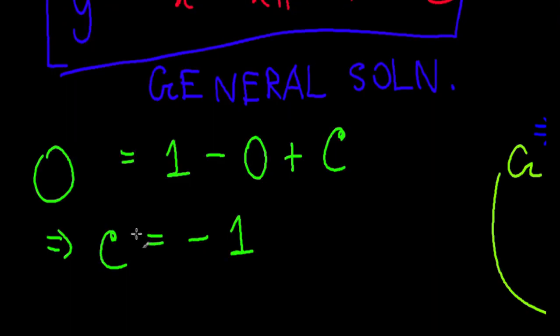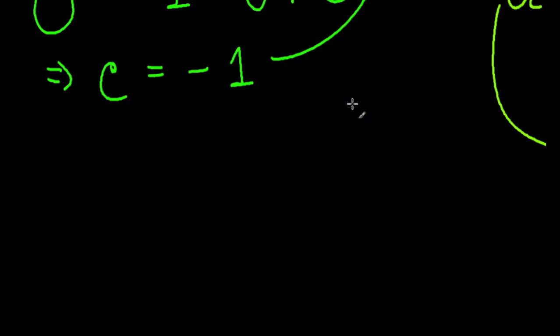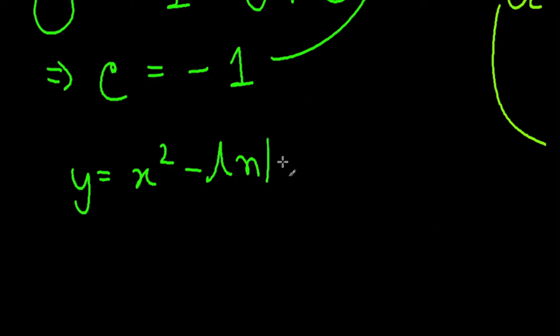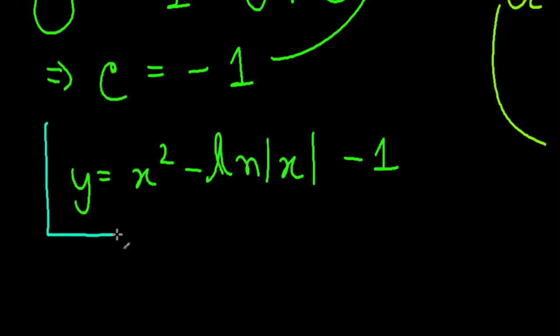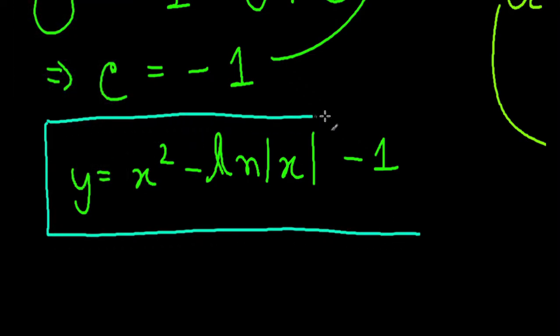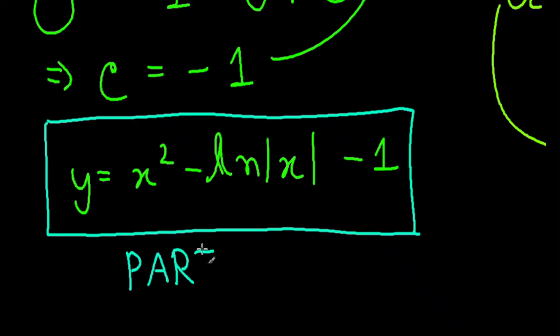Now, if I substitute this in our general solution, I should get my particular solution, which should be y equals x squared minus natural log of absolute value of x, sorry, not plus, minus 1. This is what we call a particular solution, just one particular solution of our given differential equation. And we got this because we had an initial condition and we needed to satisfy that.